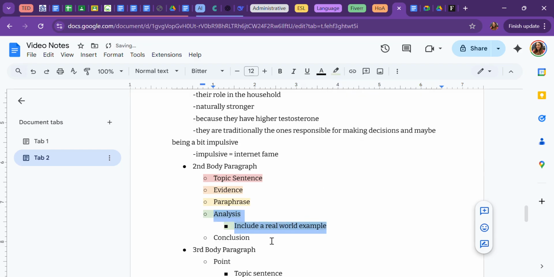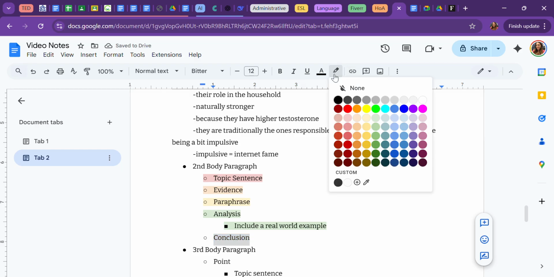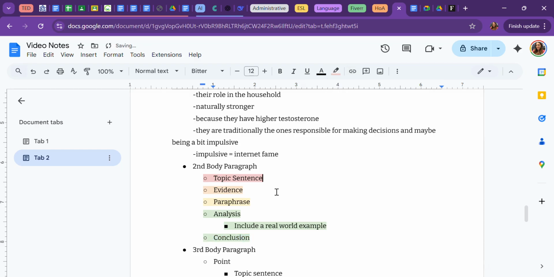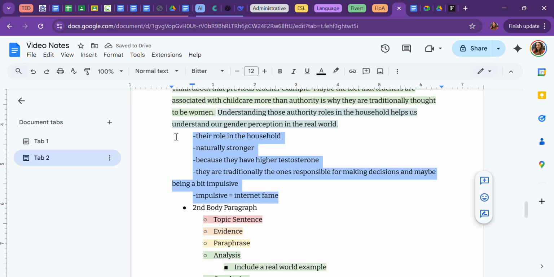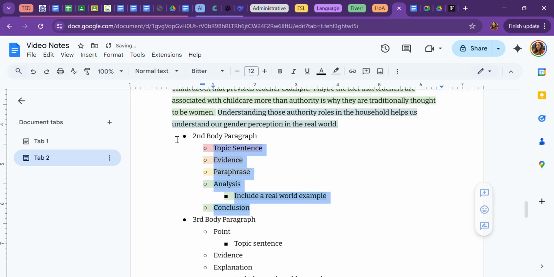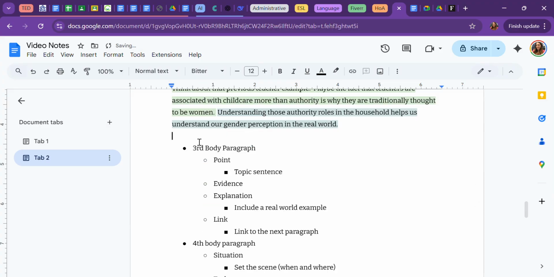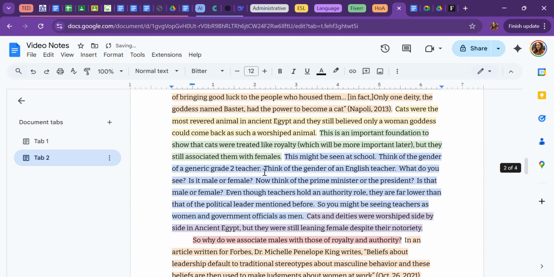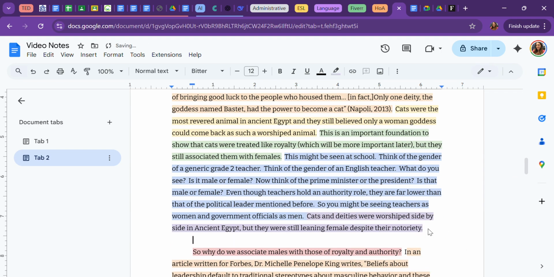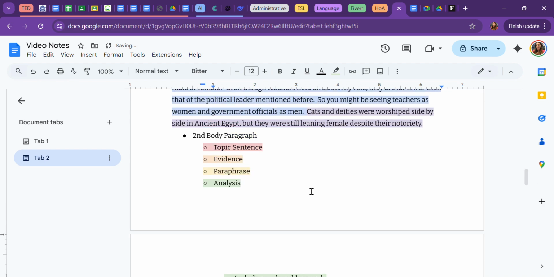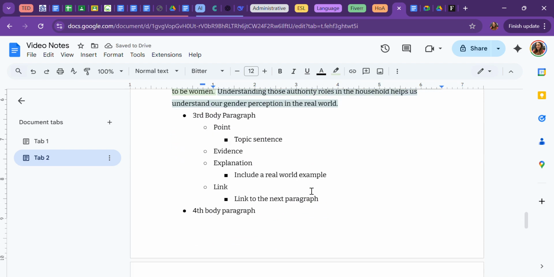Yellow, analysis, conclusion. Okay, I'm going to get rid of my 5Y. I'm going to put this above this paragraph so we can see it. Okay. Now, third body paragraph. I also gave you PEEL.